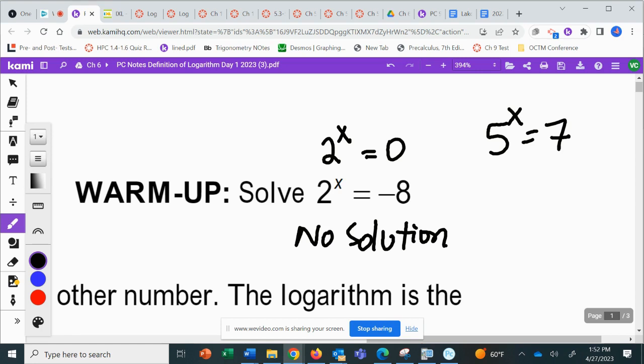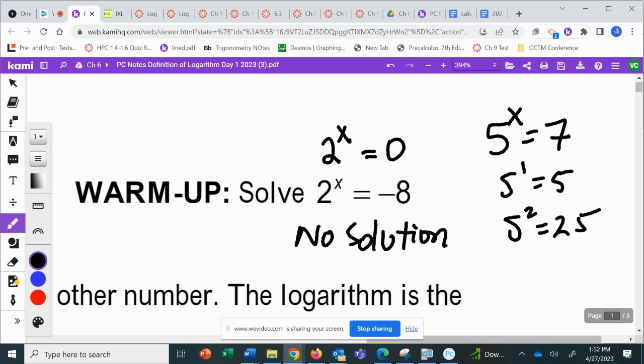You can just guess x's. It's basically at this moment, right this second, all you can do is guess and check. Start picking x's. What's 5 to the 1st? 5. What's 5 to the 2nd? 25, way more than 7. So it's somewhere in between 1 and 2. Well, that's guess and check at this point. I'm going to show you how to get the exact answer for x without just guess and check.